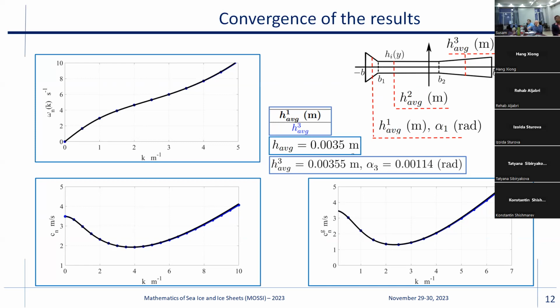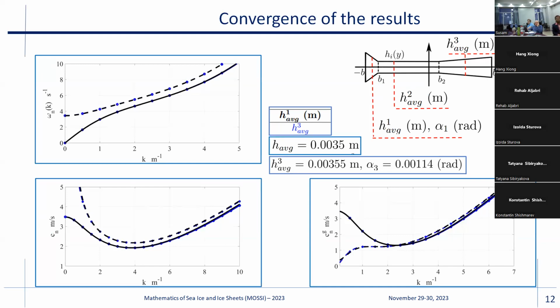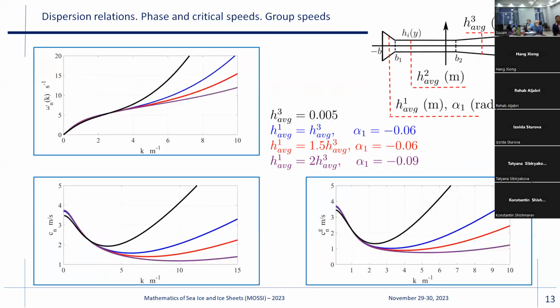The same conditions hold for the waveforms with larger numbers, with larger frequencies. For example, for the staggered waveform with the next to the lowest frequency. Now let's see what happens with these wave characteristics if we consider ice thickness with a large variation. Here you can also see dispersion relations, phase and group speeds.